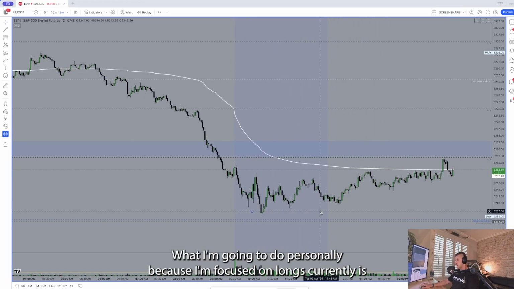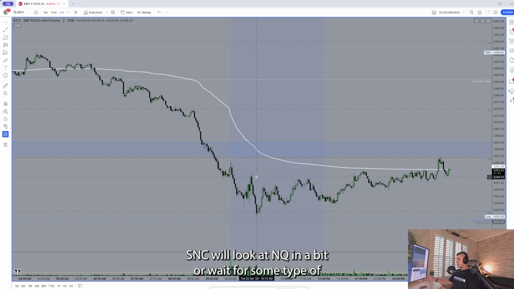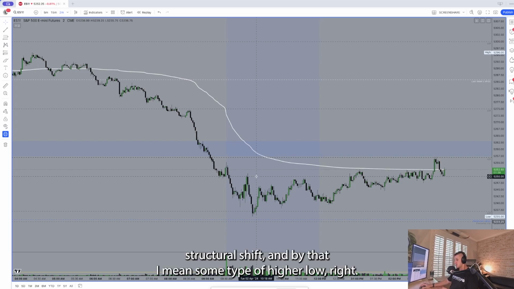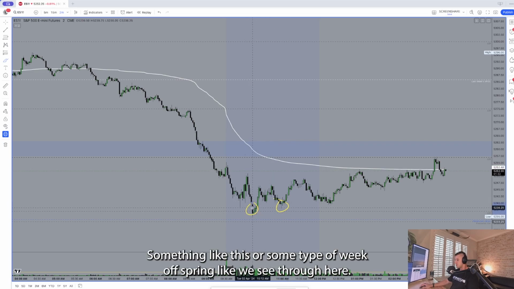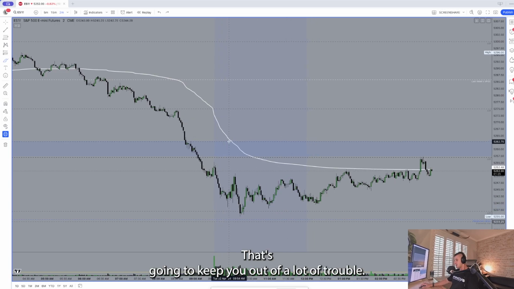What I'm going to do personally, because I'm focused on longs currently, is just wait for the 10 a.m. reversal time, which panned out quite nicely in both ES and NQ. We'll look at NQ in a bit. Or wait for some type of structural shift. And by that, I mean some type of higher low, right? Something like this, or some type of Wyckoff spring like we see through here. And that marks the session low. That's going to keep you out of a lot of trouble.